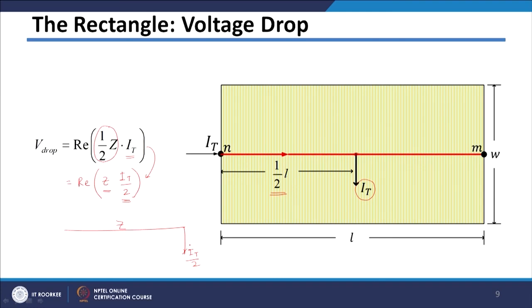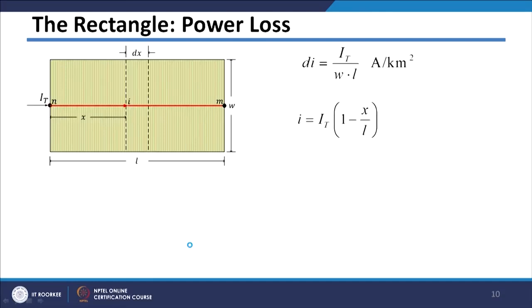So, this is all about voltage drop. Let us see power loss. For power loss, the current density which you got in the earlier slide, I have taken it here. Similarly, the current which is entering into the small strip, which we derived in the earlier slides, I have taken here. Now, if you want to calculate power loss, it is nothing but 3 I square into R.